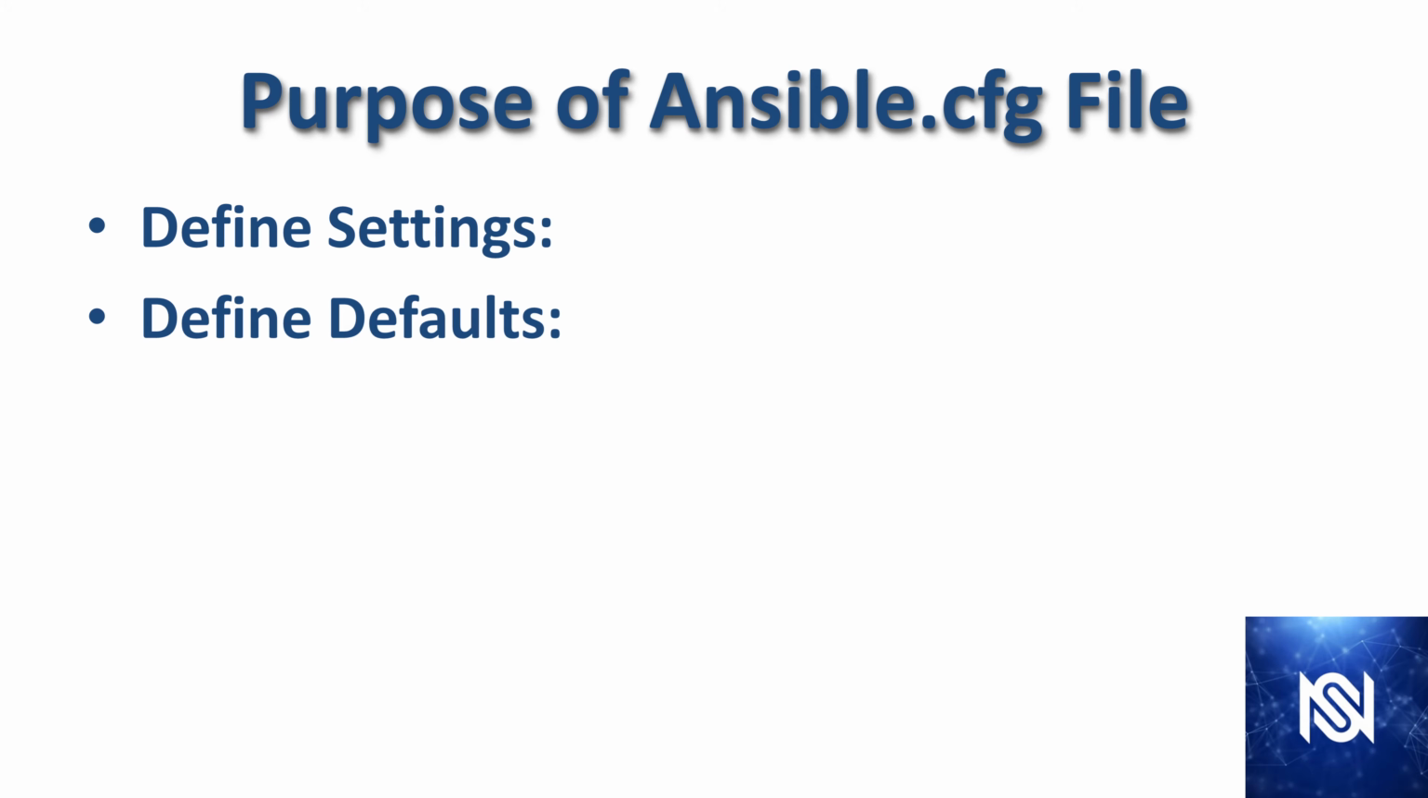Just speaking very generally, the purpose of the Ansible.config file is to define a whole bunch of settings. There's a lot of stuff that you can do in there about variables and parameters. But for the main purposes of network automation, the main thing we need to focus on is defining defaults.